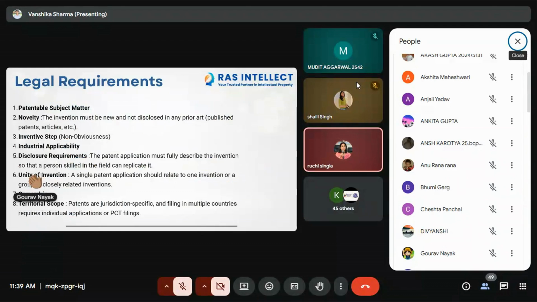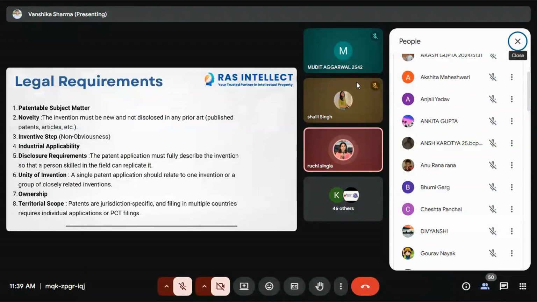Next slide, please. So, legal requirements. Whenever you go for protecting your idea, whether you are a management student, a finance student, an engineering student, or from pharmacy or biotechnology, the first thing is it should be novel. Whatever invention you want to protect in your name, first of all it should be novel. That is, the invention must be new and not disclosed in any prior art.